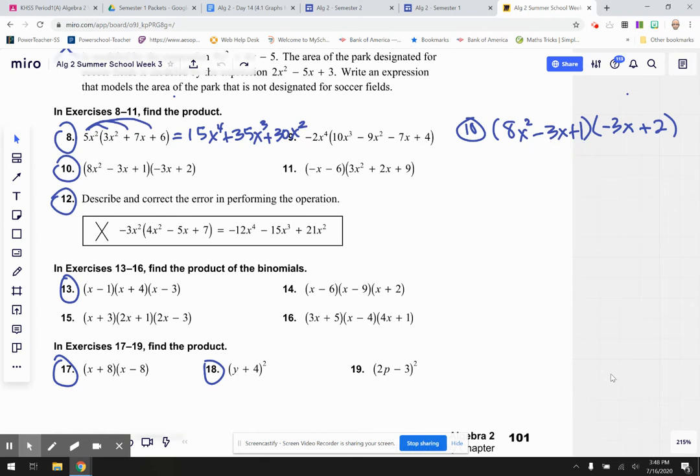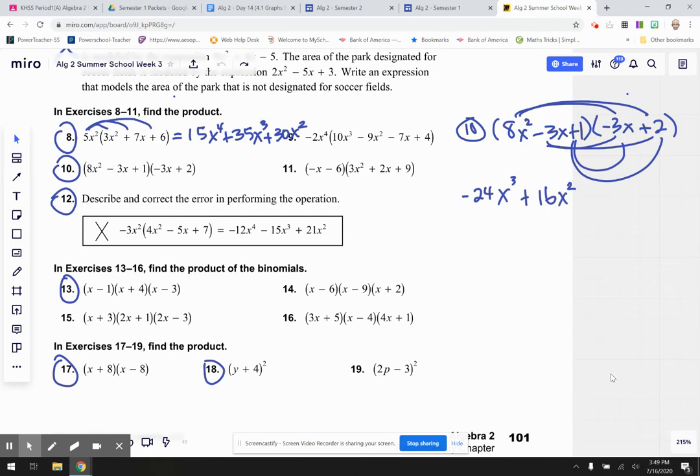Take the 8x squared and distribute it to those two. Take the -3x and distribute it to those two. Take the 1 and distribute it to those two. And then combine any like terms that you have. So let's do the 8x squared first. 8x squared times -3x is going to be a -24, because you've got 8 times -3. And you're going to end up with 3 x's, because you had 2 in the first term of 8x squared, and then you had a 1x, so you add those together. Now you have 3 x's.